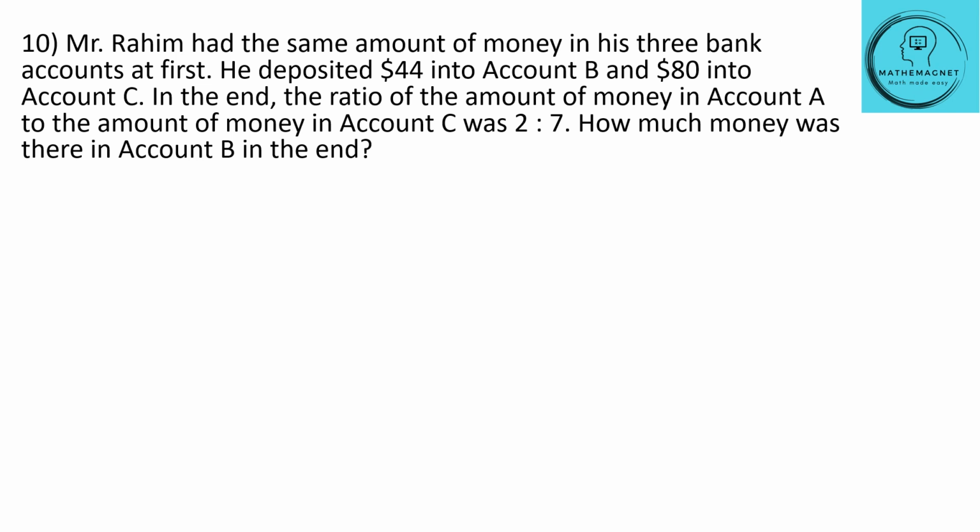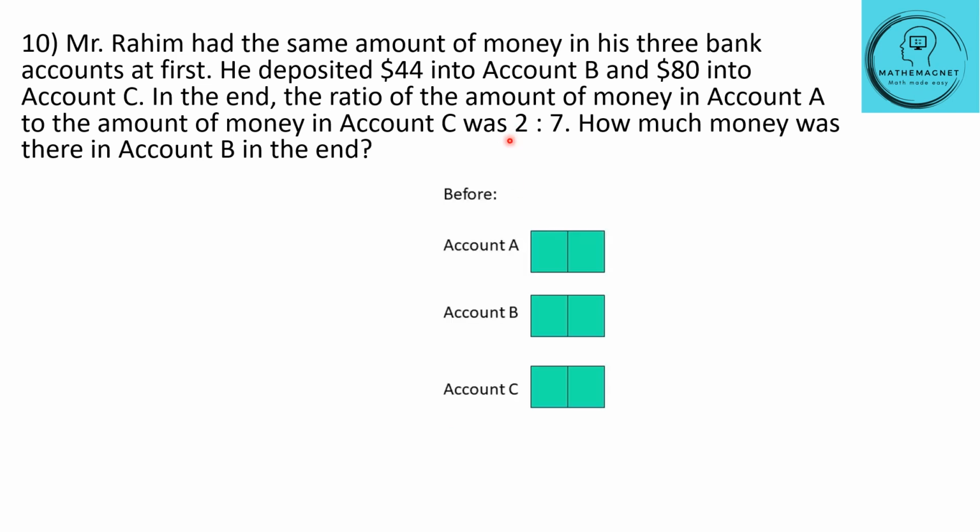Now without any change in account A, we know after this addition it is 2:7. So which means we will retain this 2 as a ratio for all the 3 accounts. So our model will look like this. Before, we'll have account A is 2, account B is 2, account C is 2.